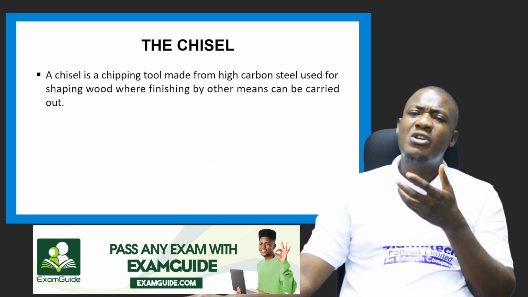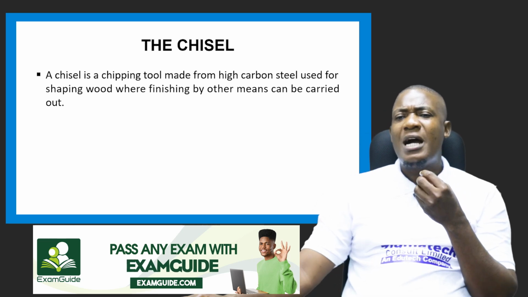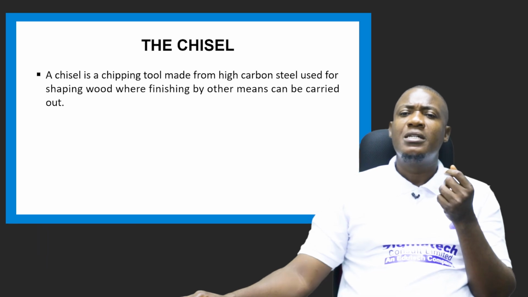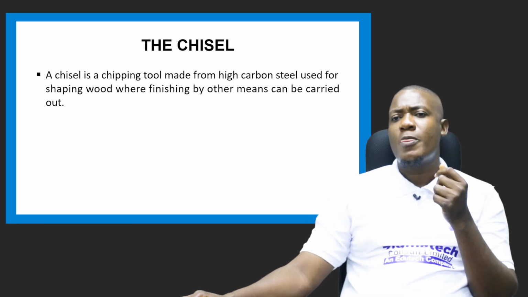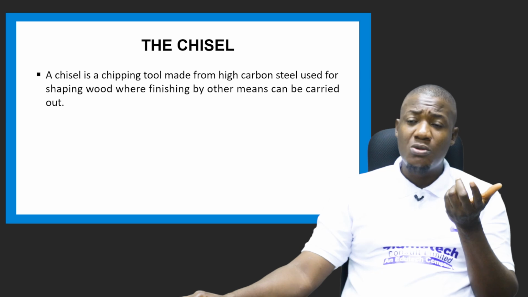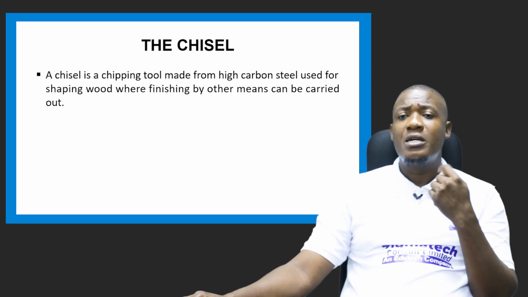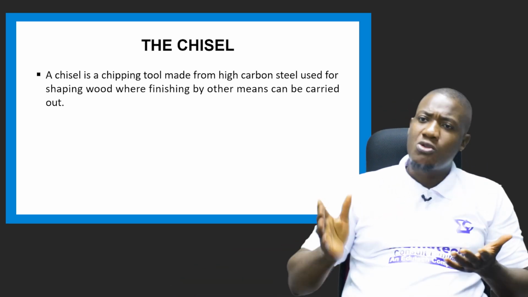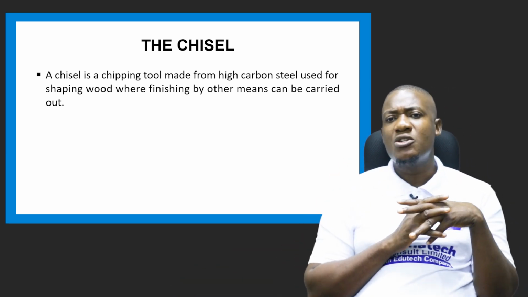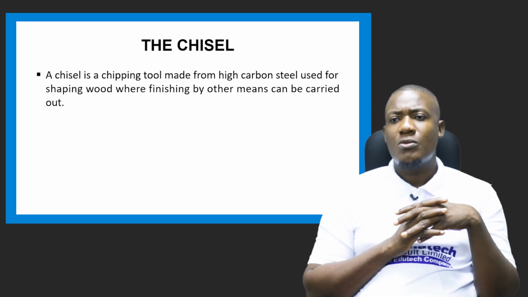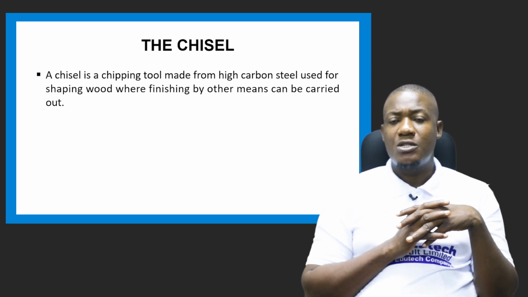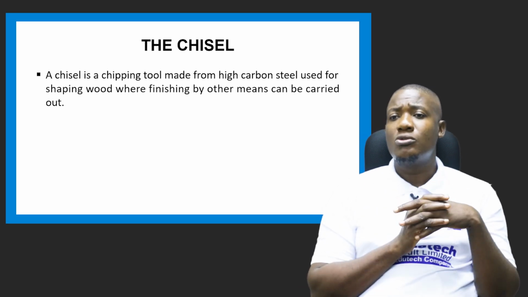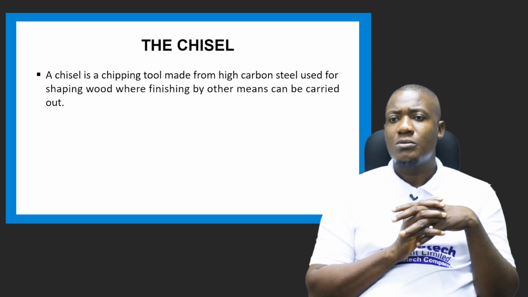Then we'll have another cutting tool we call the chisel. The chisel here is a chipping tool. It's also called a paring tool. In case you hear, a chisel is also a chipping tool or a paring tool. It's a cutting tool that is basically used for shaping wood. Yes, it's used for shaping wood. If you want to shape wood, you can use a chisel to bring that shape on the wood. All right?